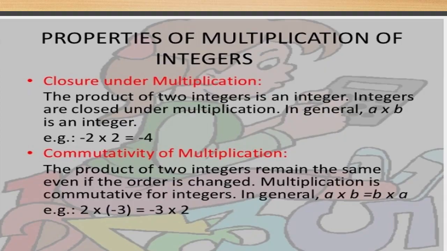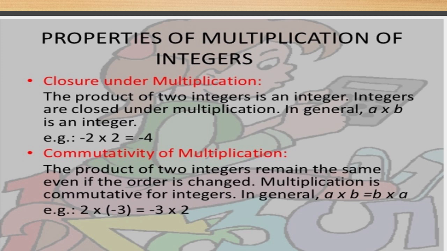The product of two integers is an integer. Integers are closed under multiplication. In general, a into b is an integer. For example, minus 2 into 2. Minus 2 is an integer. 2 is also an integer. Their product is minus 4, which is also an integer. So we say that multiplication is closed for integers.